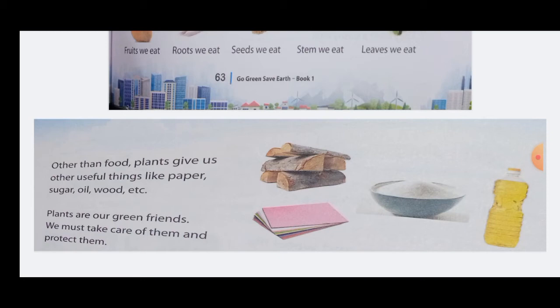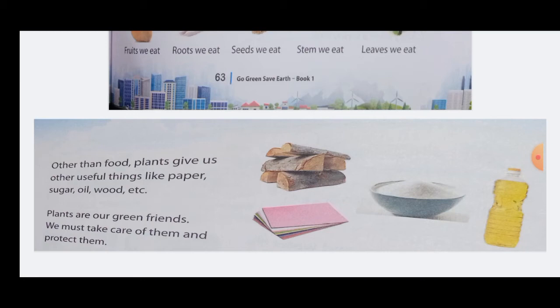Plants give useful things like wood. We get wood from trees like sesame, sal, walnut, pine and teak. Wood is used to make furniture like table, chair, bed, doors and windows.